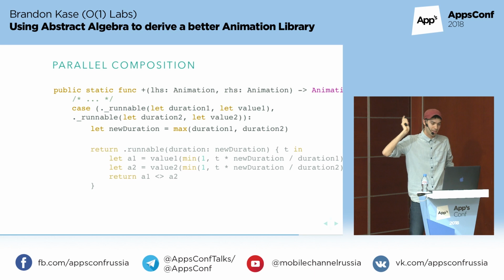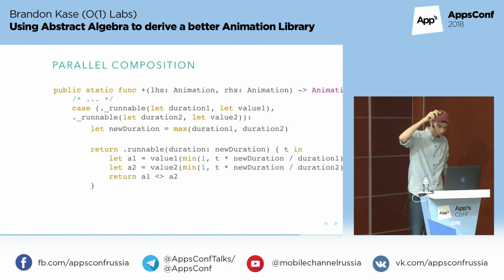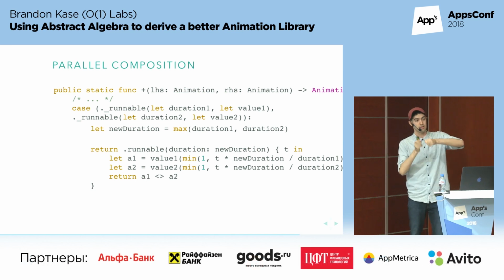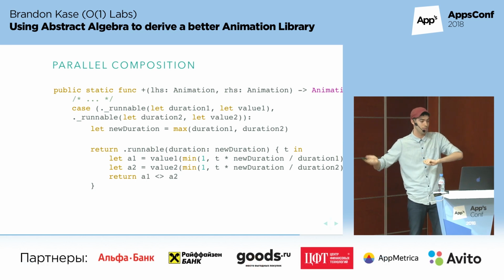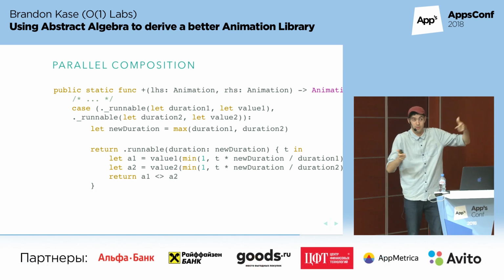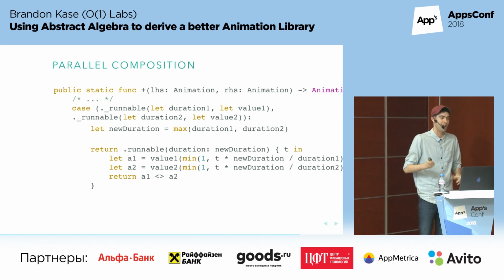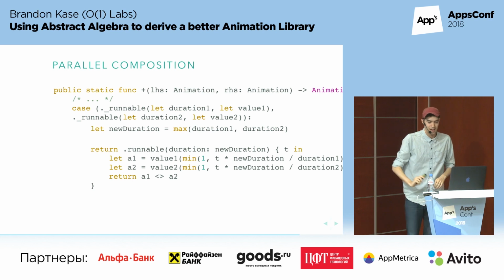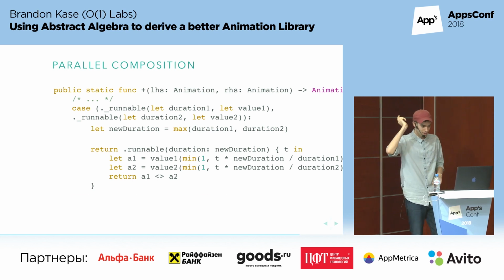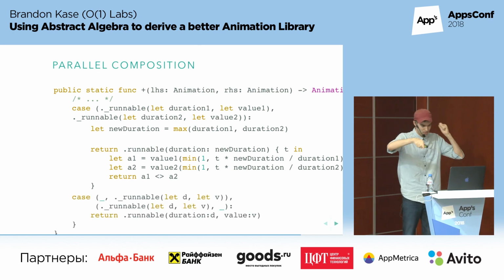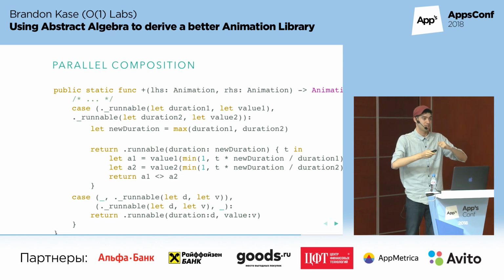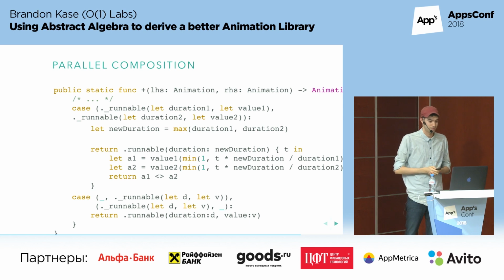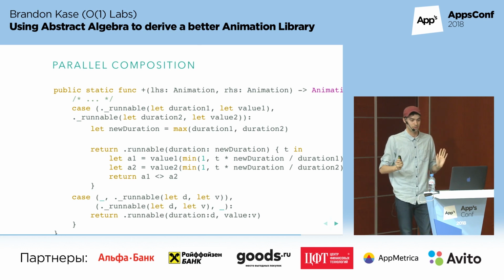So let's implement that. We're returning a new runnable animation with the new duration, and the value function calls the two value functions with a clamp at one, and we have two A's, so we have to combine them somehow, and that's what that constraint said on the other slide. Cool. Then if only one of the two is runnable, when we're combining them in parallel, we just take that. Okay. Cool. We're done.